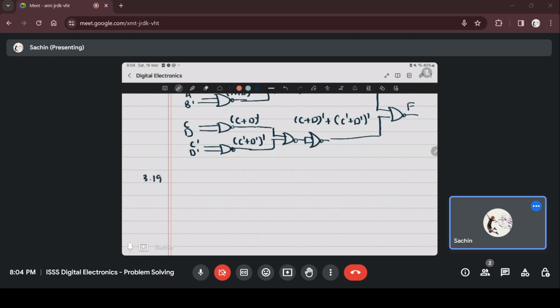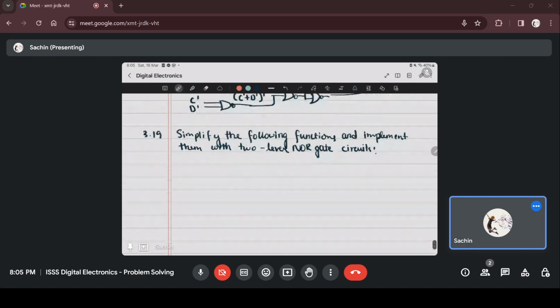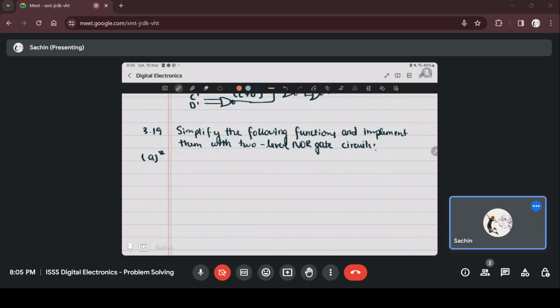Three point 19. Simplify the following functions and implement them with two level NOR gate circuits. F is wx' + y'z' + w'y'z.